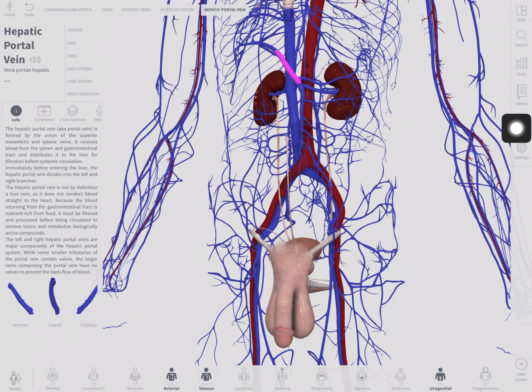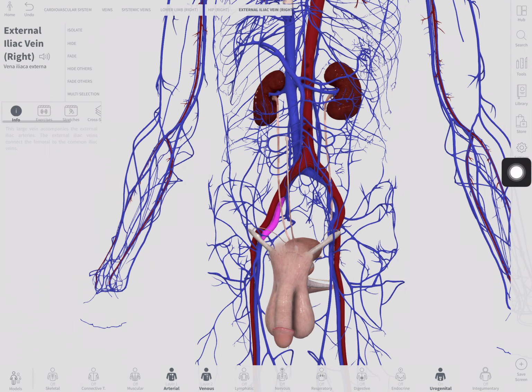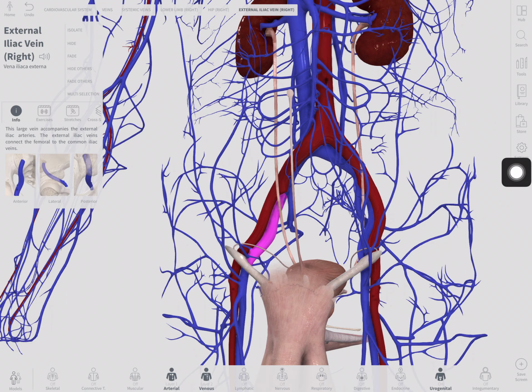Likewise, coming to the lower limb, like the external iliac artery, you have the external iliac vein.